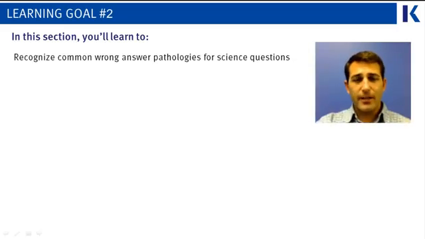Every single question on the MCAT will have 1 right and 3 wrong answers. Where do these wrong answers come from? How do test makers generate them? Those will be some questions we'll be looking to answer in our second learning goal today.